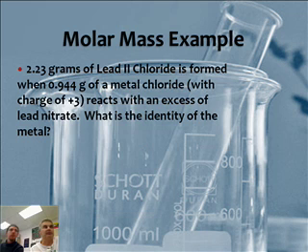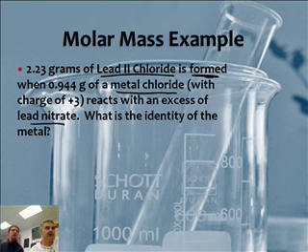We do not have a balanced equation. No, we should probably get one. Okay, 2.23 grams. I'm going to ignore the numbers and look at the chemicals first. Lead 2 chloride is formed. That means it's a product, on the right side. When a metal chloride reacts with lead nitrate. Okay, I'm good with that.